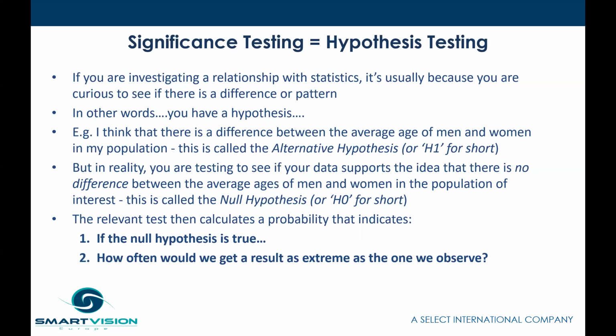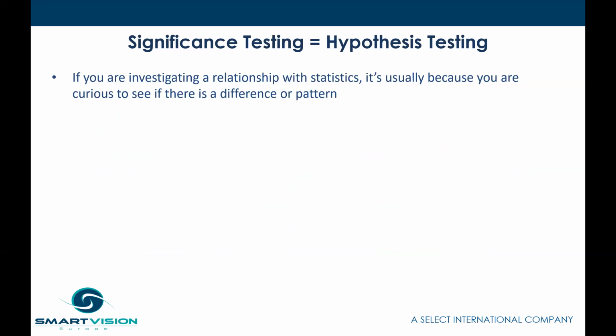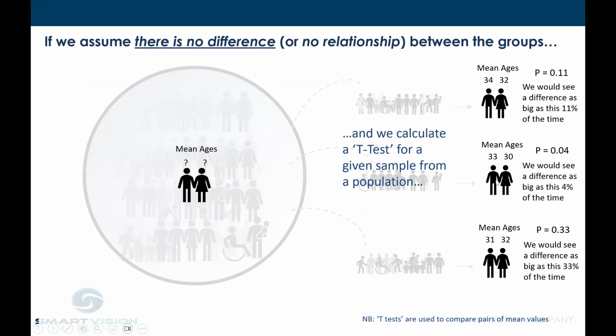The p-value test then calculates the probability that indicates to us if the null hypothesis is true, how often would we get a result as extreme as the one we observe? That is literally how you interpret a p-value. How often would we get a result as extreme as the one we observe if the null hypothesis is true? So we go back to these examples here. We're looking at this one here, difference of 33 and 34. Let's say it's a sample size of, I don't know, 100 people, 100 males, 100 females, something like that, and we're getting a p-value of 0.04 there.